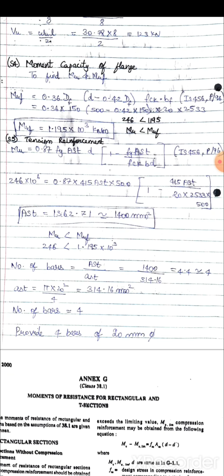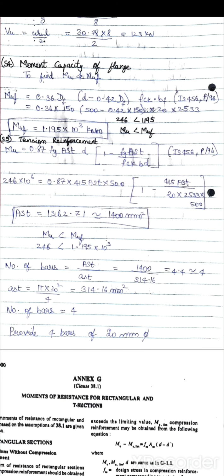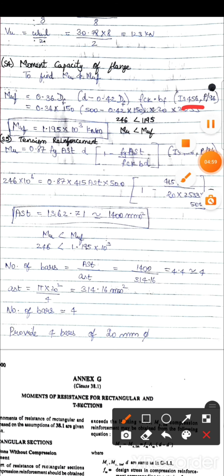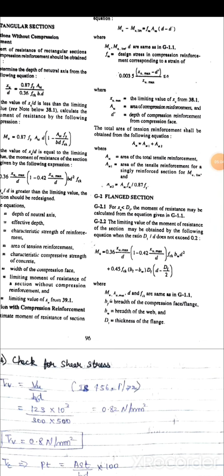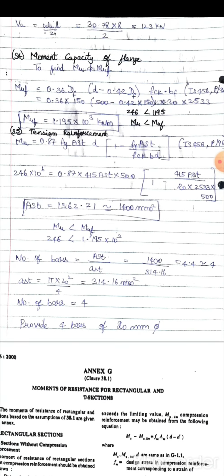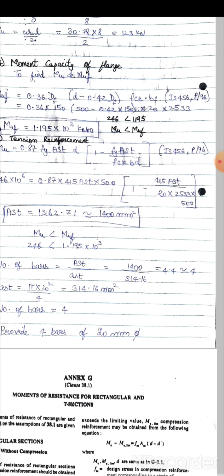Step 4 is calculating moment capacity of flange. This is to find MU and MUF. MUF formula is in IS456 page number 96, but it is not the same formula. We must arrange it. Some minor changes are there in the formula. So here 0.36 fck into bf into df into d minus 0.42 df is the formula.